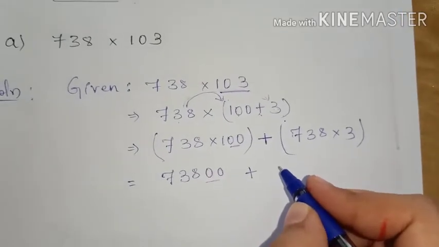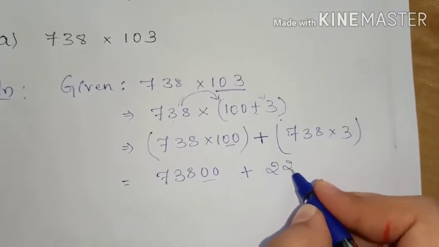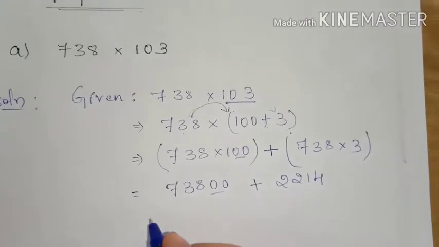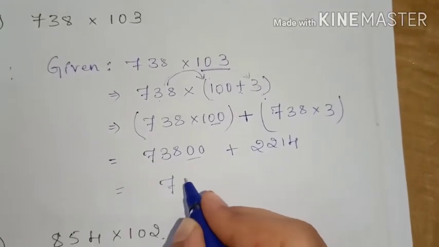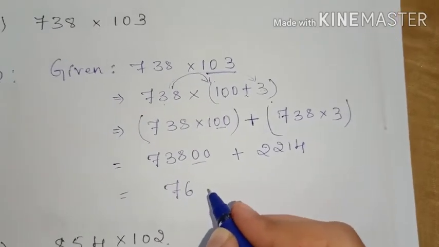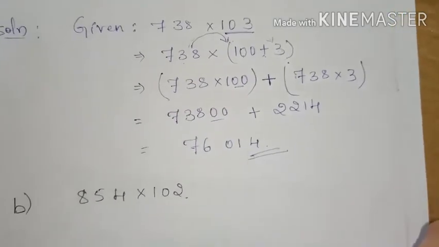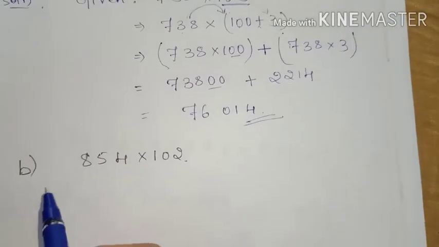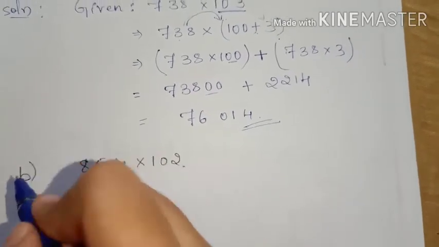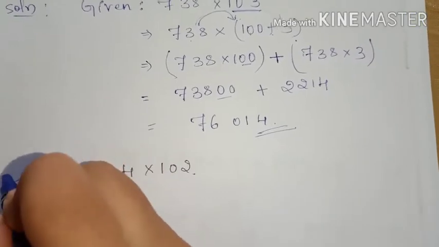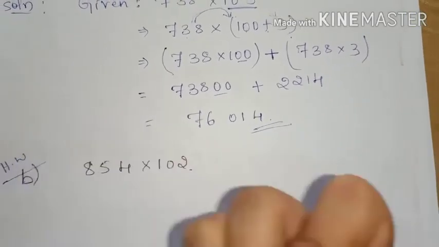738 into 3 is 2214. When you add both of these, you will get the answer as 76,014. Question B is 854 into 102. Can you try it by yourself? Take down this problem as homework.